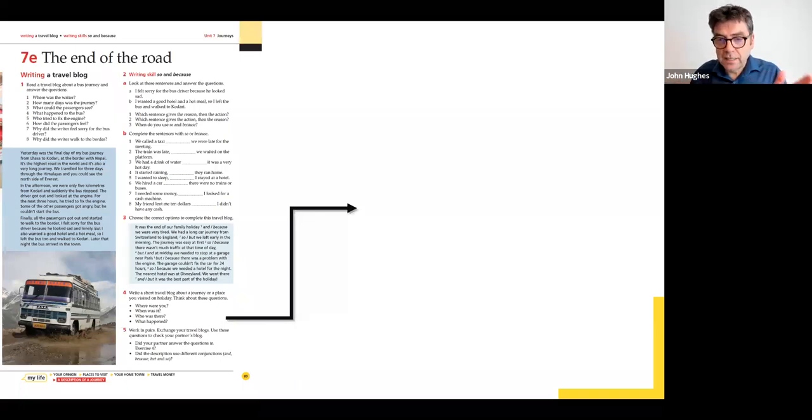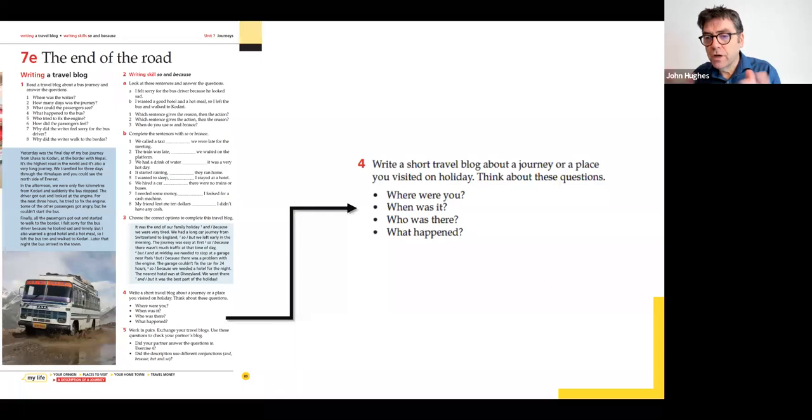Now, that's in exercise 4 here. They have to write a travel blog about a journey or going on holiday, and they think about these questions and then they write a paragraph. Now, I could do this in class, but actually it needs thinking time. The questions help them write it, but they're going to need time.